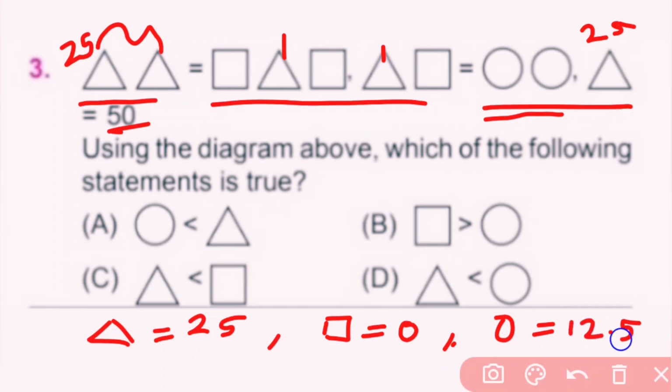Now option A is circle is smaller than triangle. So here circle is 12.5 and triangle is 25. So 12.5 is smaller than 25. So A statement is true. So here A is correct answer.